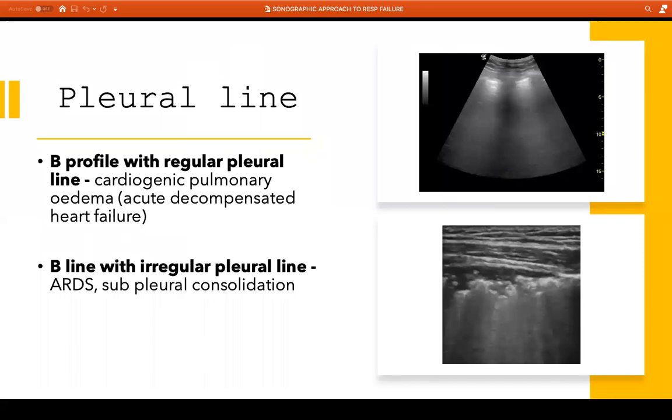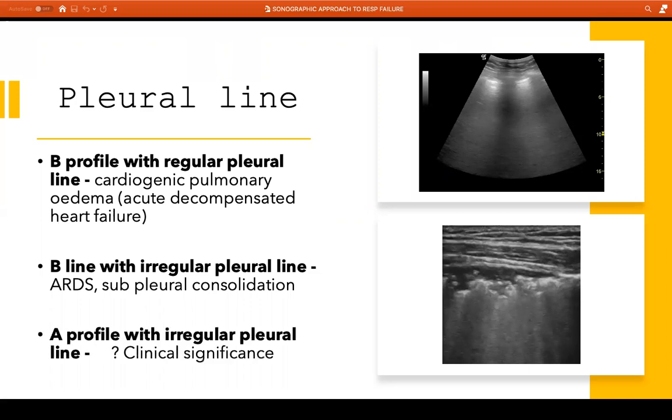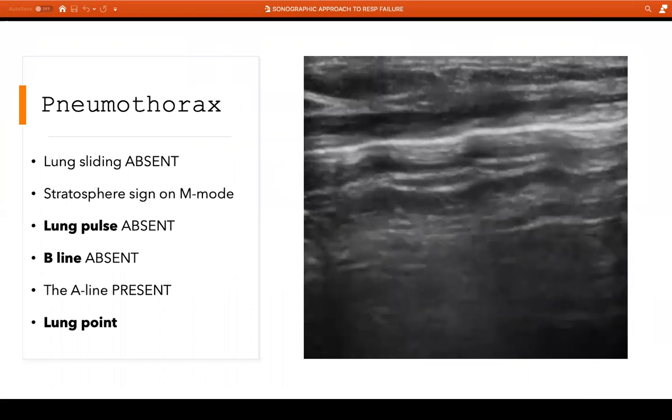Now, there can be some challenges, as I already mentioned. If the patient has a B profile, that is lung sliding with vertical hyperechoic lines or comets, with a regular pleural line, it's a cardiogenic pulmonary edema. That is going to be acute decompensated heart failure. If the patient has B lines with an irregular pleural line, probably these are non-cardiogenic pulmonary edema, maybe because of ARDS or severe pneumonia. But what if the patient has a profile with an irregular pleural line? We are not sure about its clinical significance.